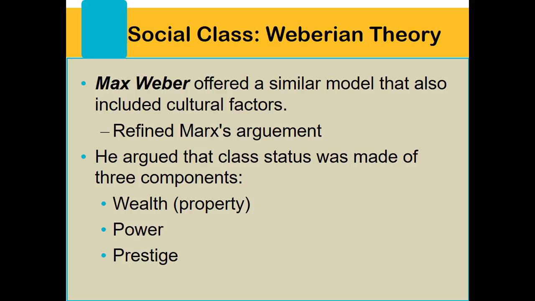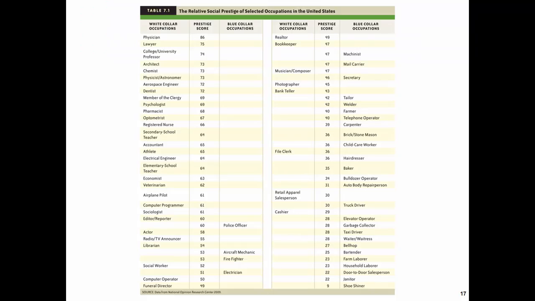So Marx was primarily concerned with that private property, or maybe the amount of money the person had. But Weber said, wait a minute, wealth is important, but we also need to consider how powerful the person is. We also need to consider the prestige, or how well the community thinks of that person.